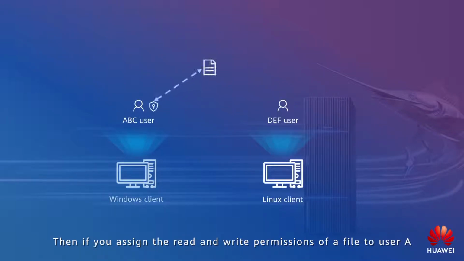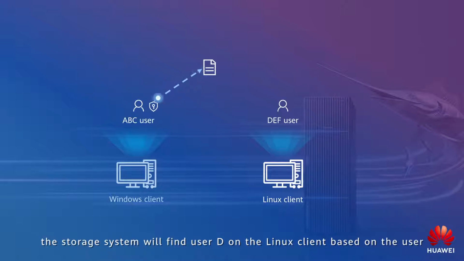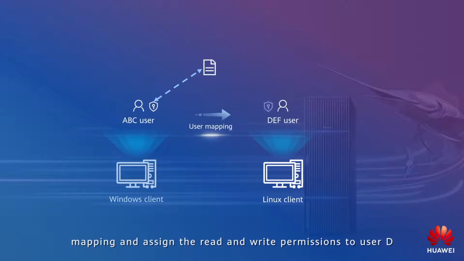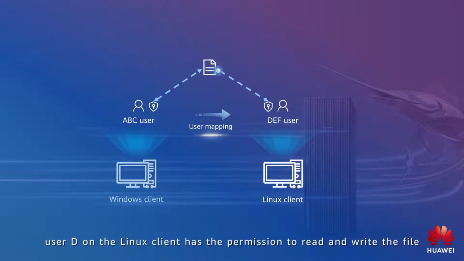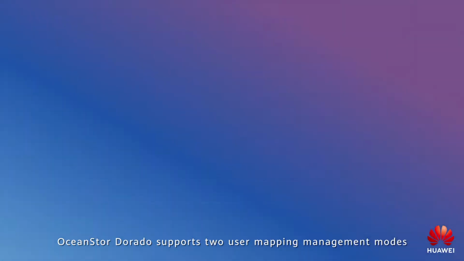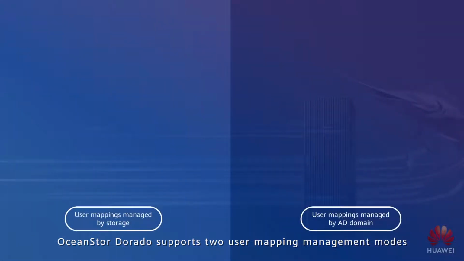Then, if you assign the read and write permissions of a file to user A, the storage system will find user D on the Linux client based on the user mapping and assign the read and write permissions to user D. In this way, user D on the Linux client has the permission to read and write the file. OceanStor Dorado supports two user mapping management modes.